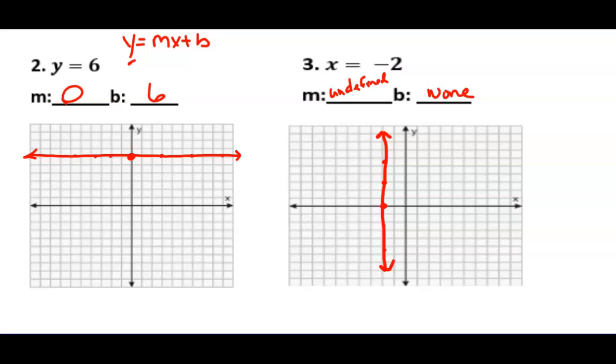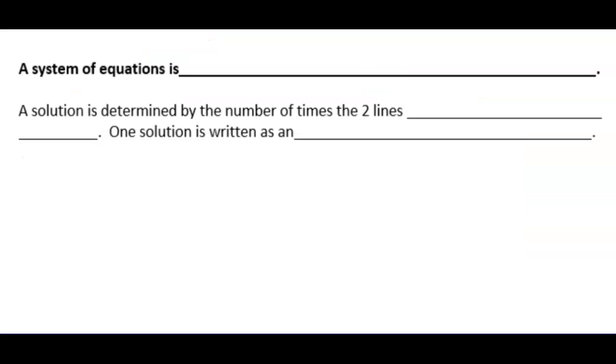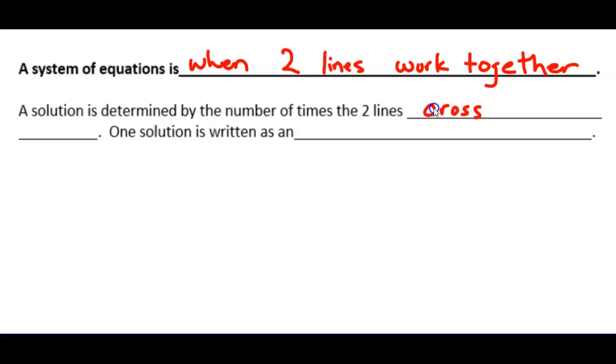All right, so we're doing something. Why did we do this? We are going to use graphing to solve what's called a system of equations. And a system of equations is when 2 lines work together. So when those 2 lines are working together, we can find our solution. And our solution is determined by the 2 lines crossing each other, where they cross each other.